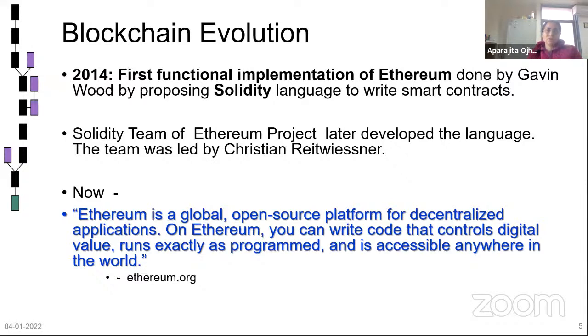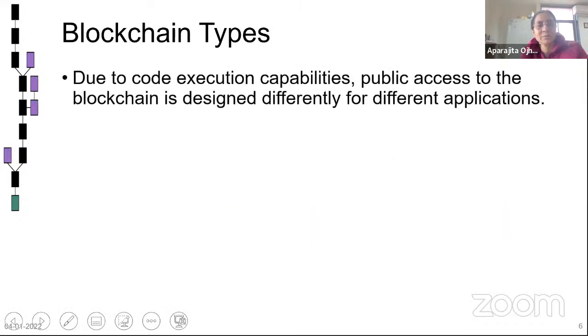Now, if you look at Ethereum's original main website, they write that Ethereum is a global open source platform for decentralized applications. On Ethereum, you can write code that controls digital value, runs exactly as programmed, and is accessible anywhere in the world. That is the beauty of this network or platform.